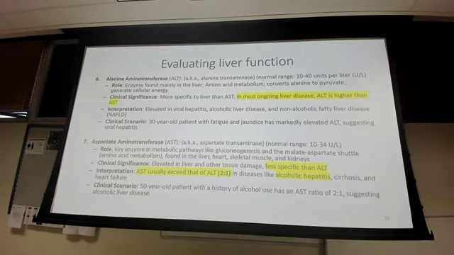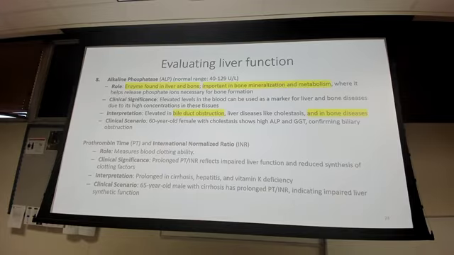This one as well. ALT and AST. ALT is most ongoing in liver disease, and AST, if it usually exceeds that of ALT, if it's a 2-to-1, then you're thinking alcoholic hepatitis, cirrhosis, or heart failure. Okay. And this slide as well. All right.